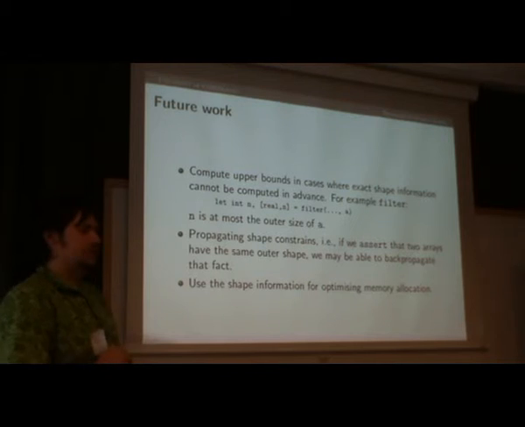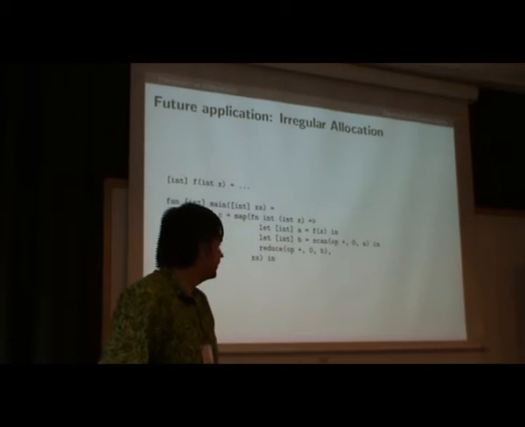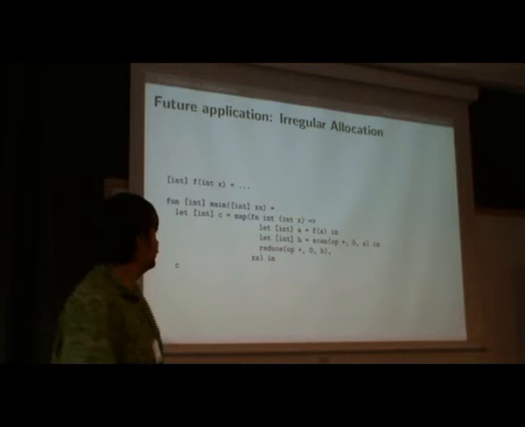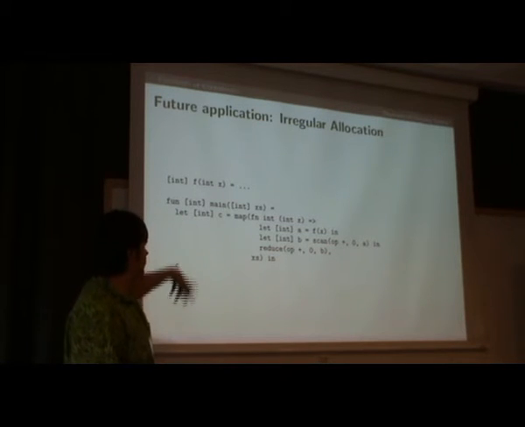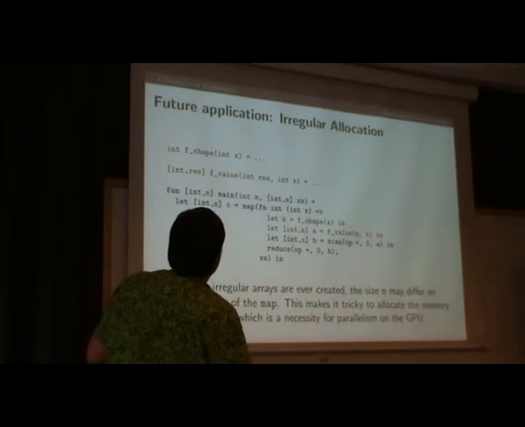And finally, we need to actually use this shape information to optimize our memory allocation. We don't do that yet. Let's show you a quick example of how that could be useful. We have this program here. Let's try to add some shape annotations to it.